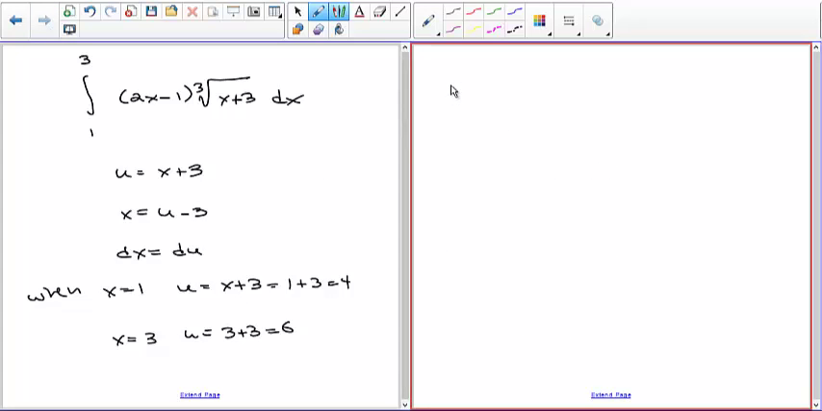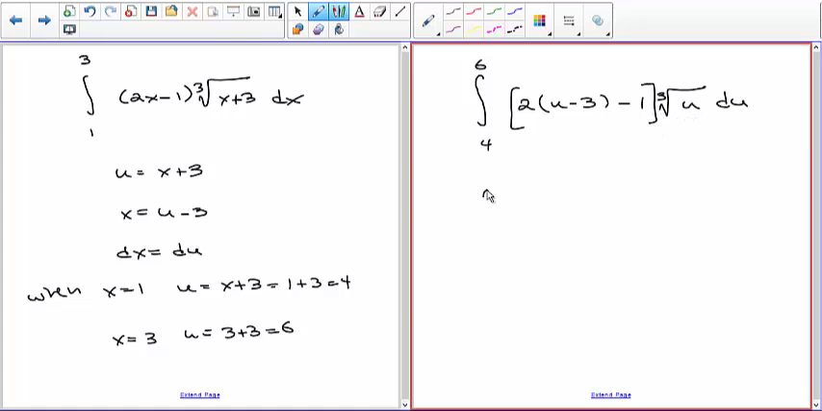So with those substitutions, we're going to integrate from 4 to 6 of 2 times x, where x is u minus 3, then subtract 1, and then take the cube root of u, du. So x is u minus 3. Here we have the negative 1. Cube root becomes cube root of u.